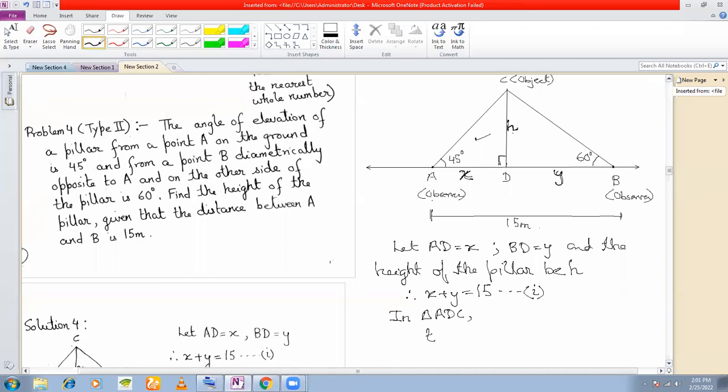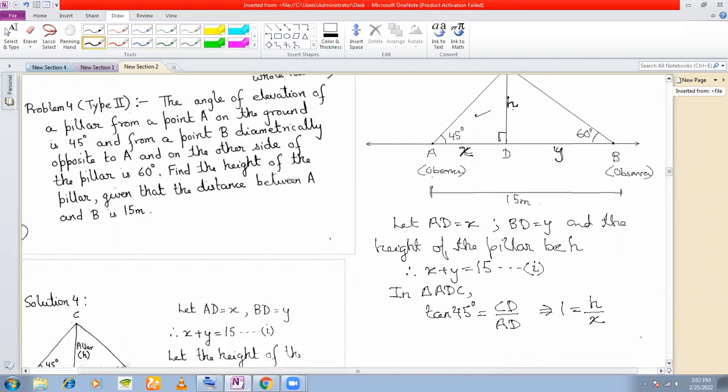you have tan 45 degrees is equal to CD by AD. The value of tan 45 is 1. CD we have taken as H and AD we have taken as X. So what are we getting? We are getting H is equal to X. Call this 2. So with the help of this right angle triangle, we have got an equation in H and X. Now we are going to use this right angle triangle, that is BDC.